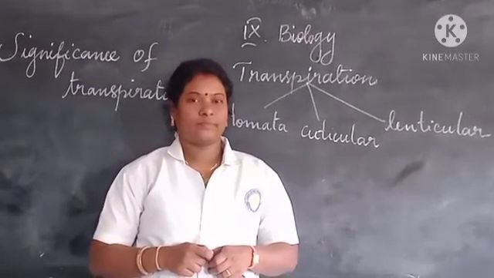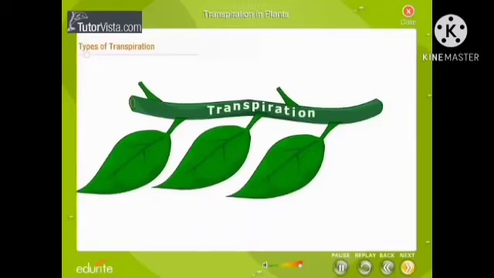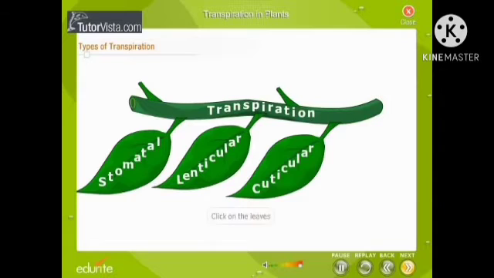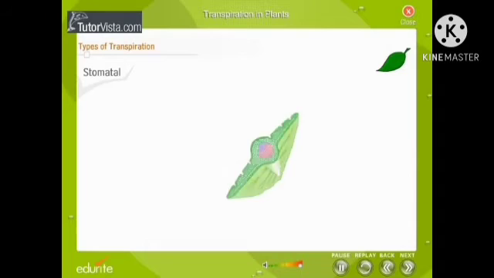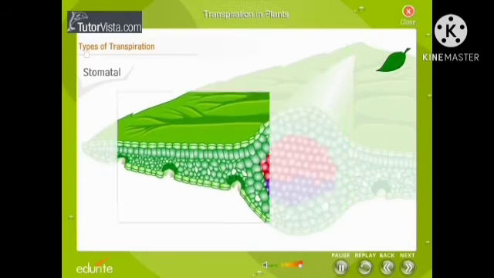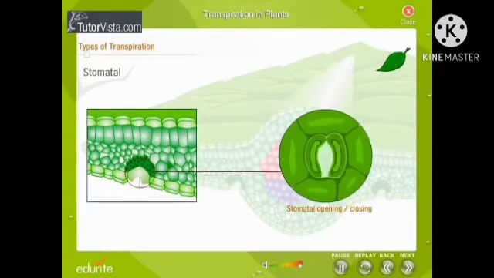Okay, children? There are three types of transpiration depending on the site of transpiration. They are stomatal transpiration, lenticular transpiration, and cuticular transpiration. Stomatal transpiration. Stomata are openings on the leaf surface through which transpiration takes place. The stomata are surrounded by guard cells which help the stomata to open and close.